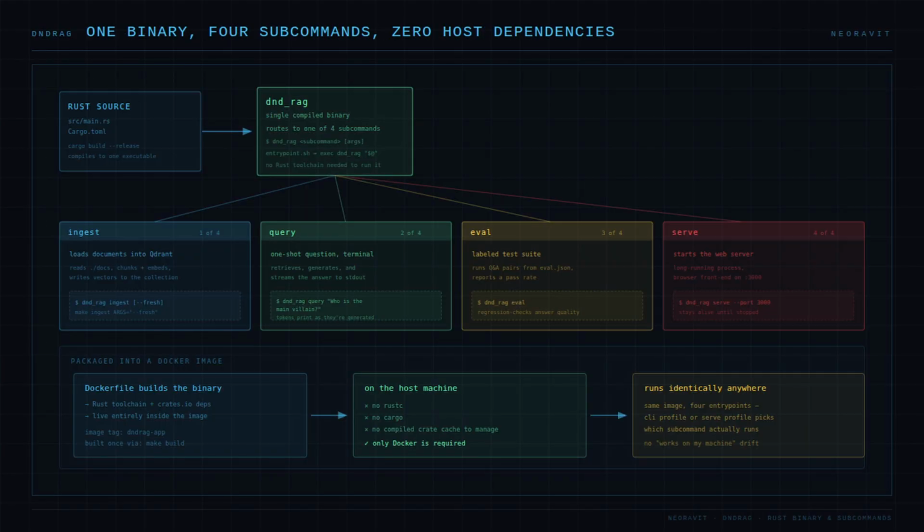The Rust code compiles to a single binary with 4 subcommands. You have ingest, which loads documents into Qdrant. Query runs a one-shot question from the terminal and streams the answer to standard out. Eval runs a labeled test suite, which I'm going to talk a little bit more about later, and serve starts the web server. It's built into a Docker image, so no Rust toolchain is needed on the host.